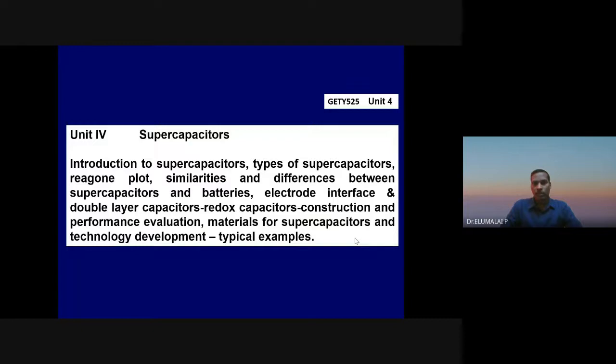Introduction to supercapacitors, types of supercapacitors, Ragone plot, similarities and differences between batteries and supercapacitors, and what are EDLC and redox capacitor or Faraday capacitor, how one can construct and evaluate their performances, and what are the metrics for the supercapacitors and the recent materials for supercapacitors.